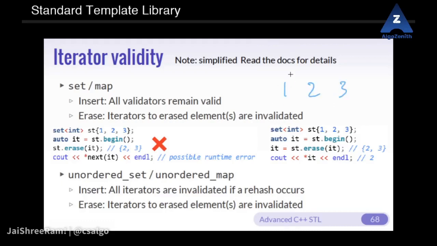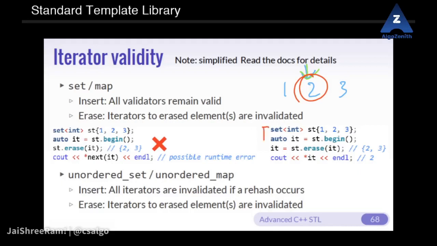So what I mean is that suppose you have some sorted set, and you have an iterator to this particular element. Now suppose I remove this particular element out of the set, I call erase. So you have 1 2 3, the it points to the first element, but you remove the first element, and then if you try to use the iterator it, it will give you wrong answers, it will give you runtime errors because this it is no longer valid because this element has been deleted, right?